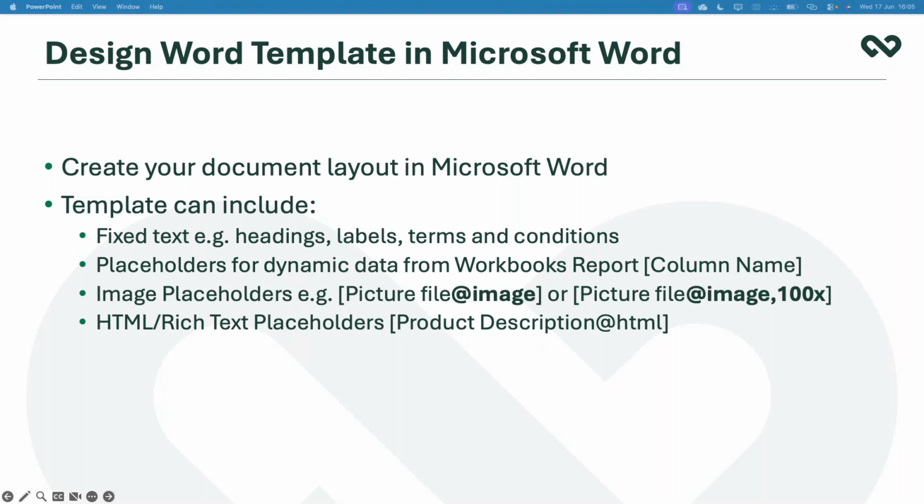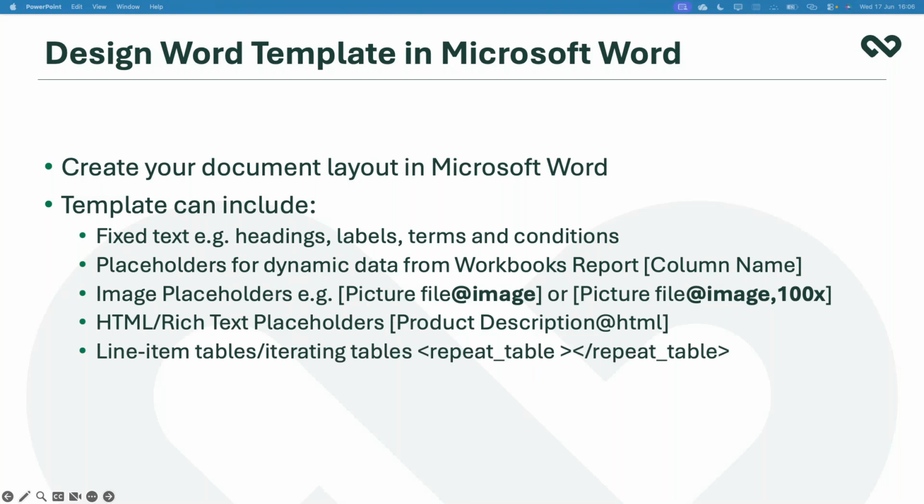Following on from the image placeholder, we can also add an HTML or rich text placeholder to pull in data from Workbooks pre-formatted, such as bold or highlighted text. And this too requires an additional parameter, which is similar to the image placeholder. So it will be the Workbooks report's column name followed by the @ symbol and the text HTML, enclosed in square brackets.